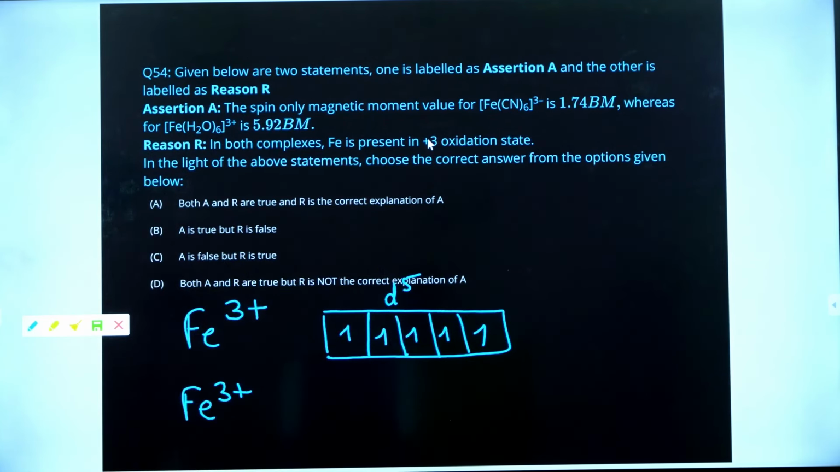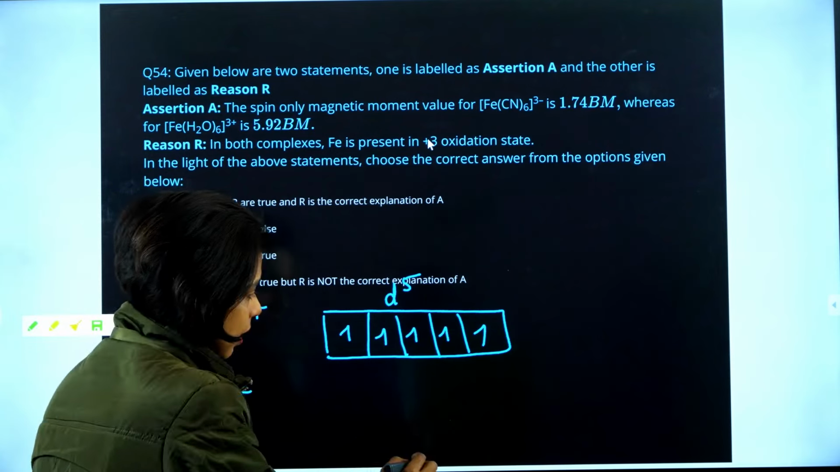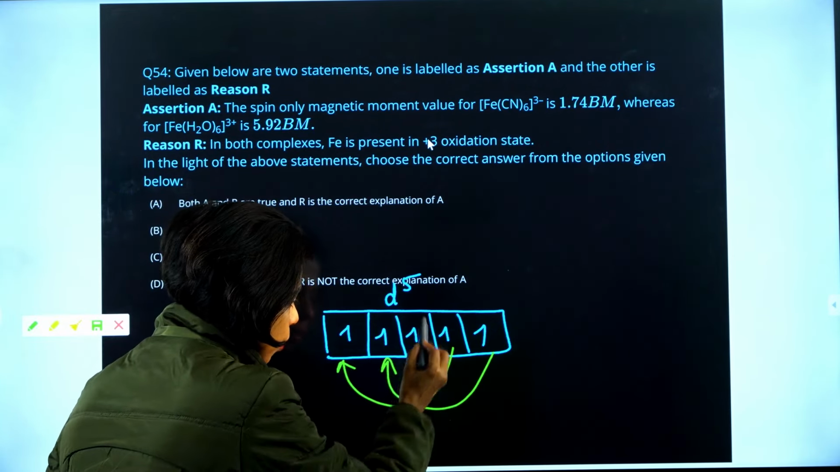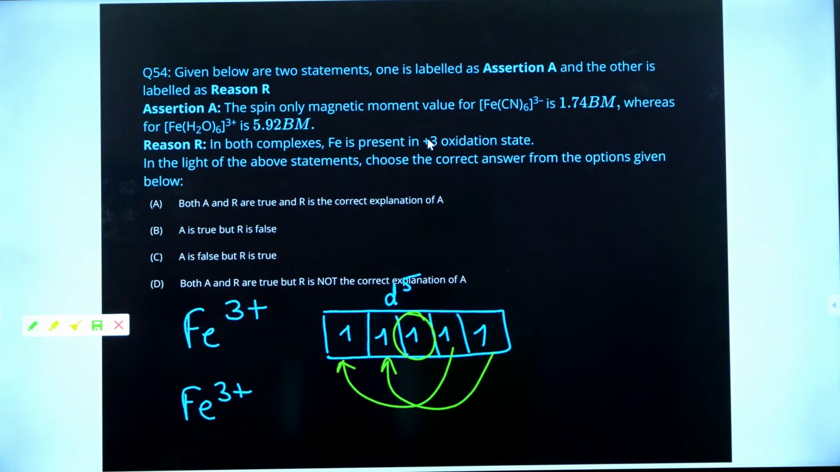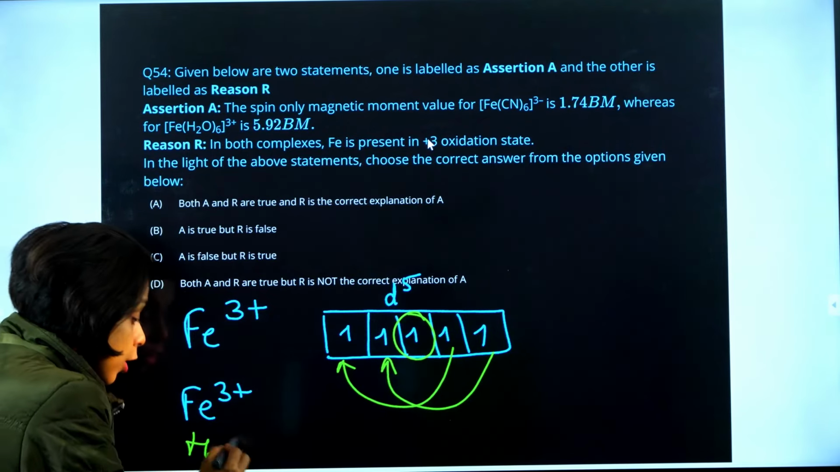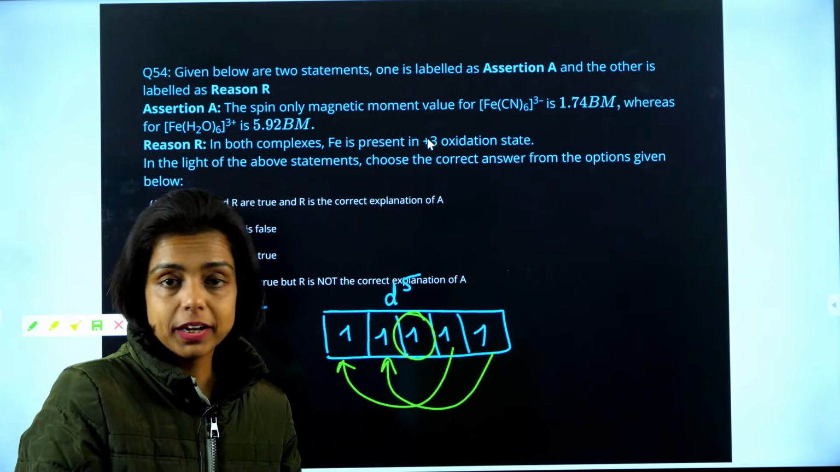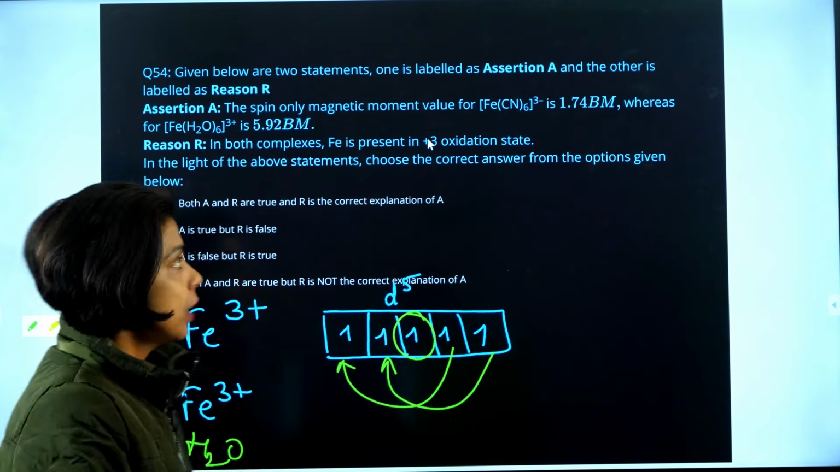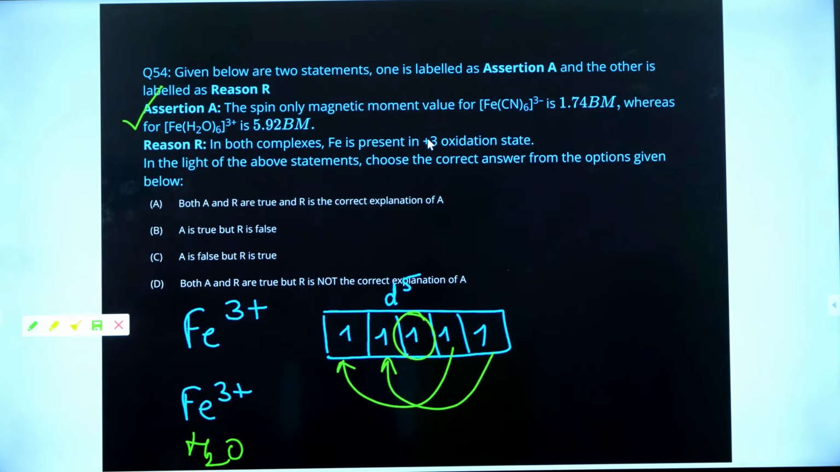So if CN negative is there, the pairing will happen, right? CN negative will pair the electrons. The pairing will happen, and only 1 unpaired electron is left behind. Whereas in case of water as a ligand, no pairing of electrons happens, as it is a weak field ligand. So we have 5 unpaired electrons. So indeed this statement is correct.